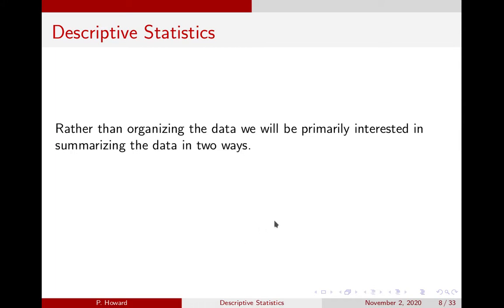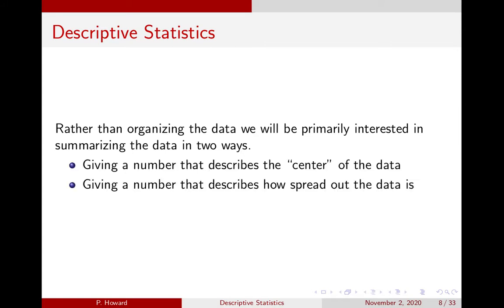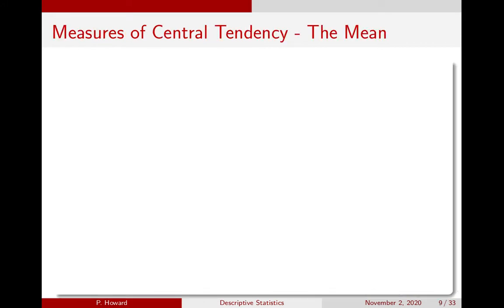But rather than organizing data like this, we're going to be interested in summarizing the data. And we'll be interested in two kinds of summaries. We'll be interested in a number that gives us the center of the data. And then secondly, we will be looking at numbers that describe the spread or the dispersion of the data, how spread out the data is. So let's look at the measures of the center of the data. These are called measures of central tendency. And the first one we're going to look at is the mean.